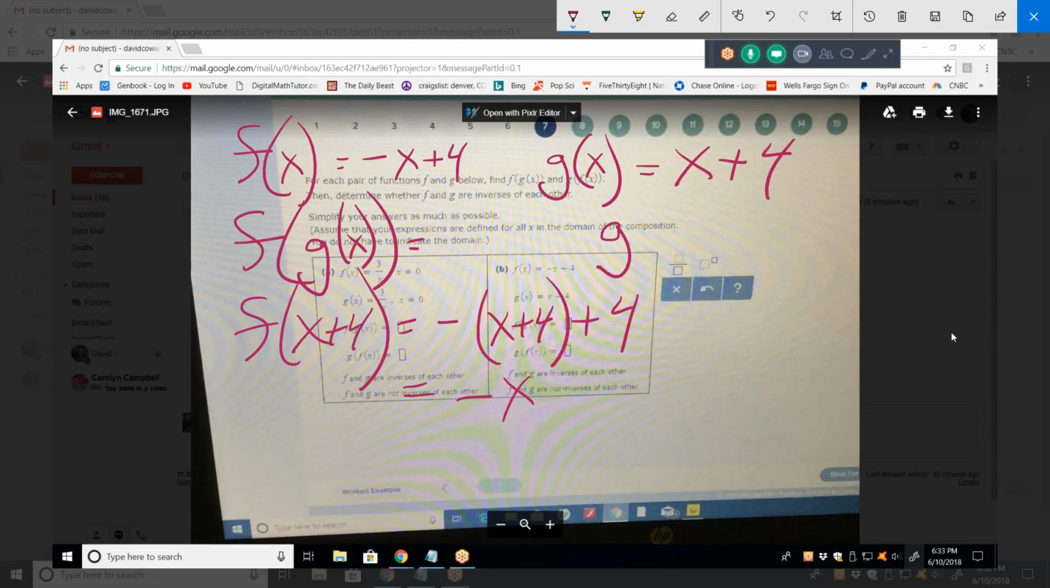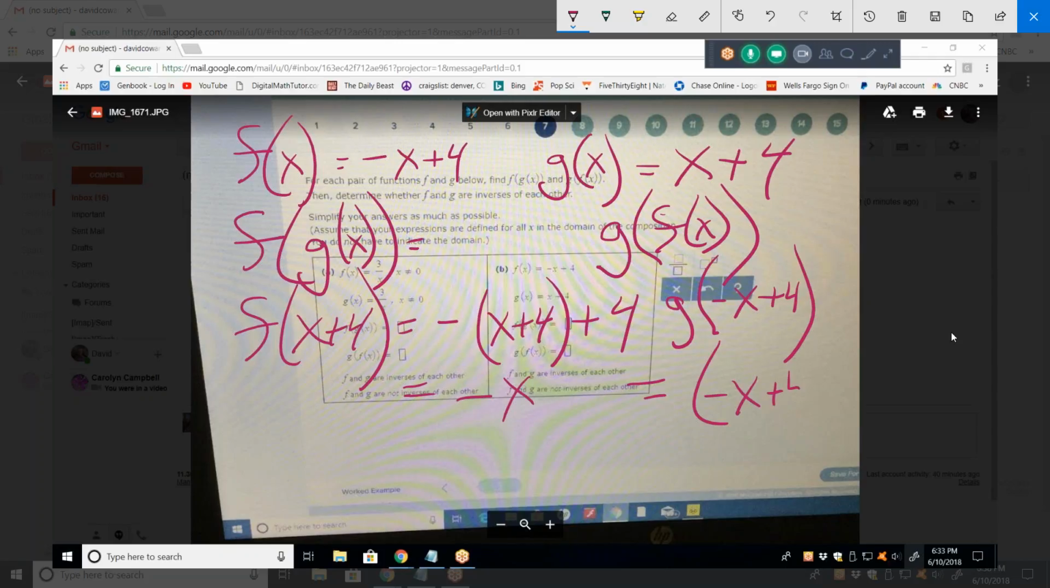Now let's figure out g of f. So it would be g of negative x plus 4. So I would do parenthesis, negative x plus 4, close parenthesis, plus 4. Okay. So that'd be negative x plus 8.